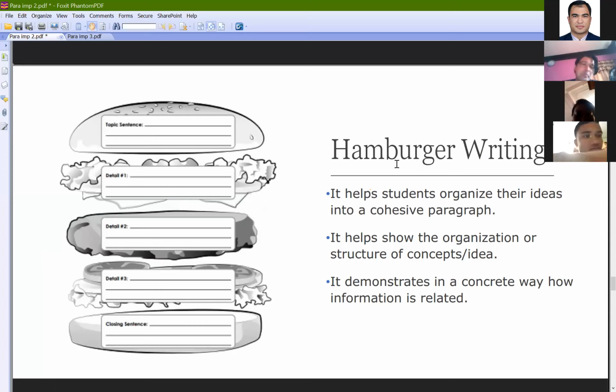Why you love hamburger, reason number one. Why you love hamburger, reason number two. Why you love hamburger, reason number three, and then conclude. So all you need to do is come up with 3, 4, 5 different sentences of different length to support your topic sentence, and then conclude. That will be your paragraph, and then you move on to the next paragraph.